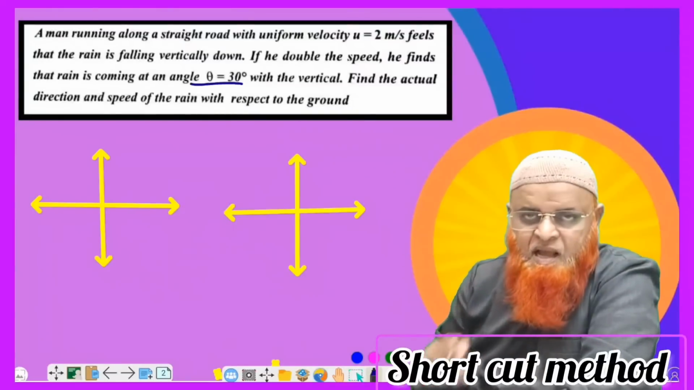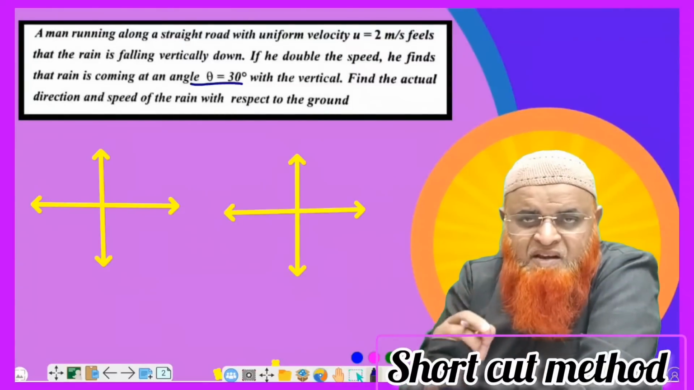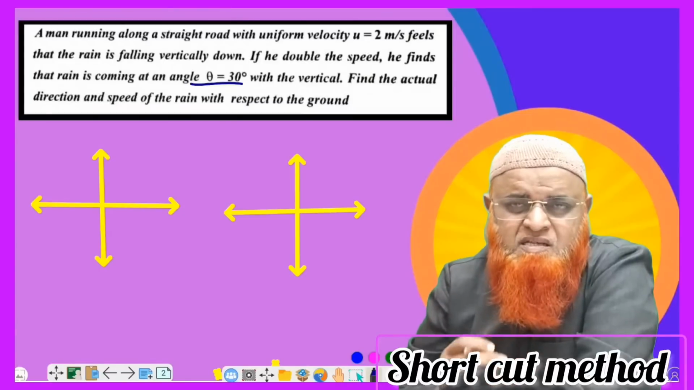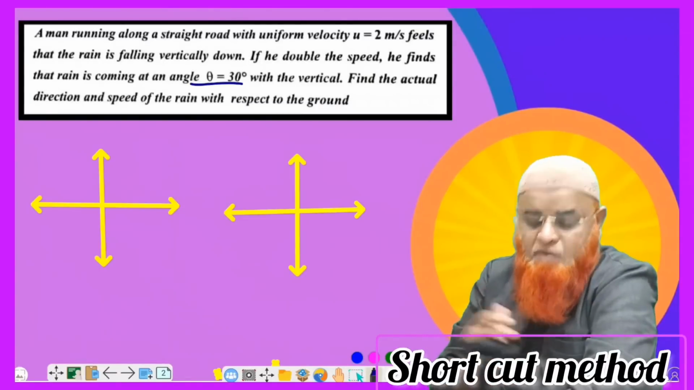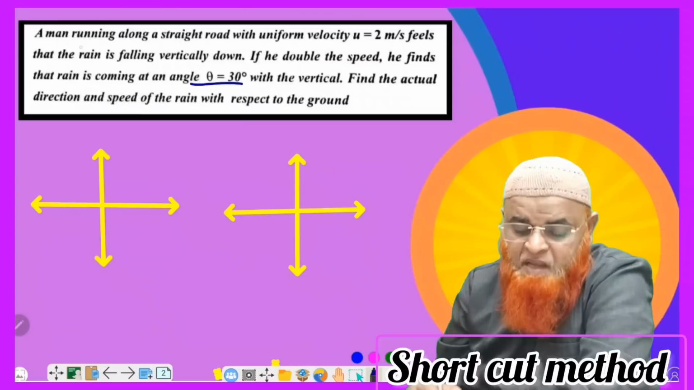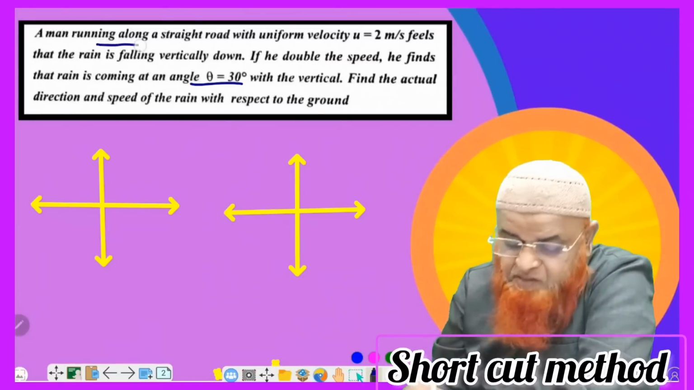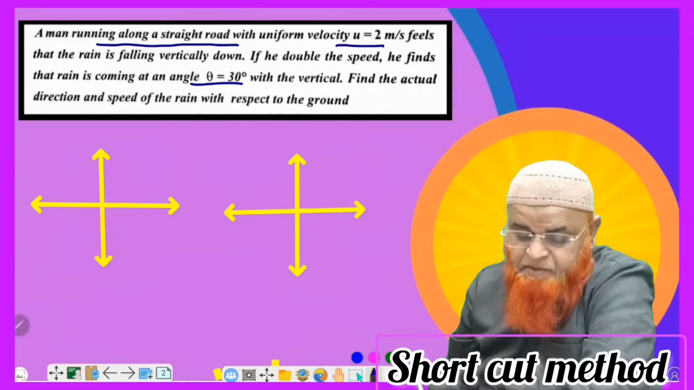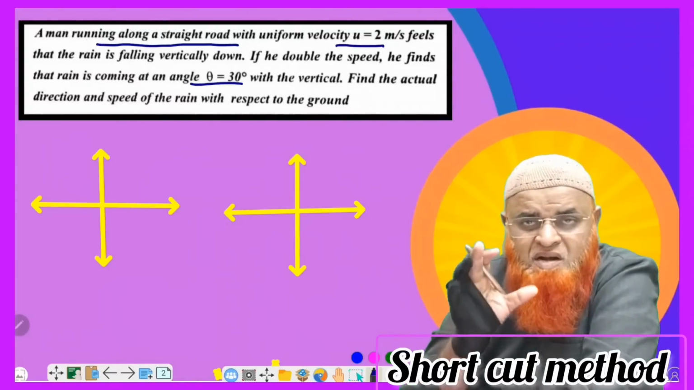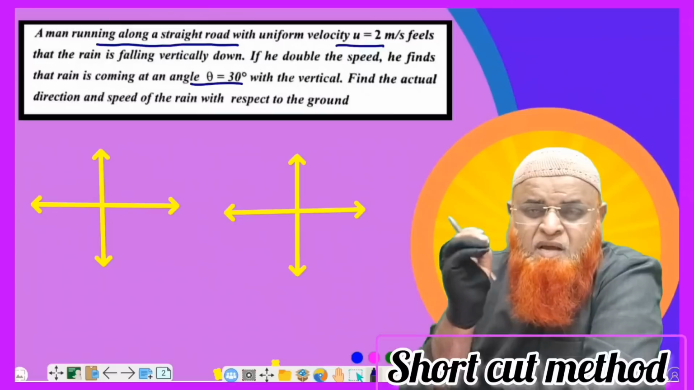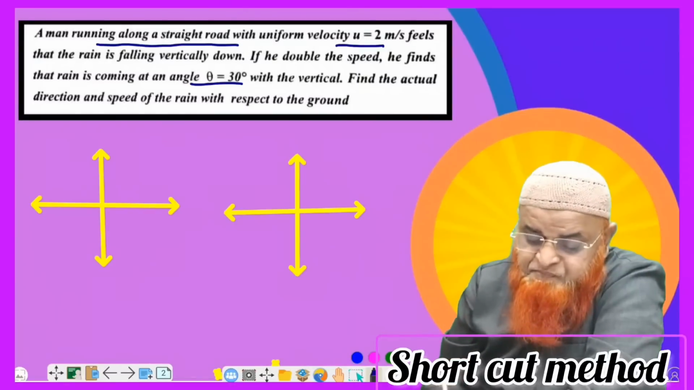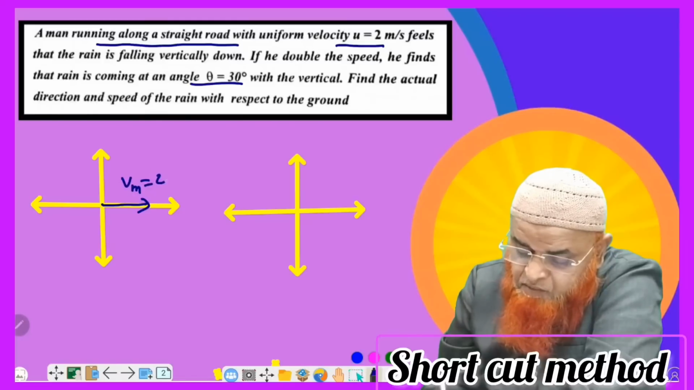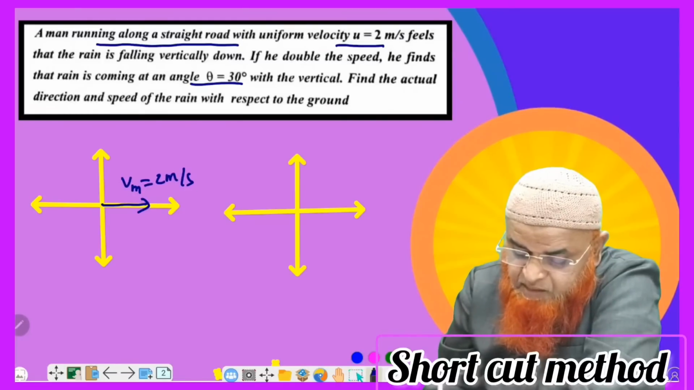My dear students, let us solve the problem of man and rain in a super simple way, without any vector consideration, in the simplest method possible. You can see here, a man is running on a straight road with uniform velocity u equal to 2 meters per second. If you take a coordinate system, you will understand this very simply. The man is running in this direction with a velocity of 2 meters per second.